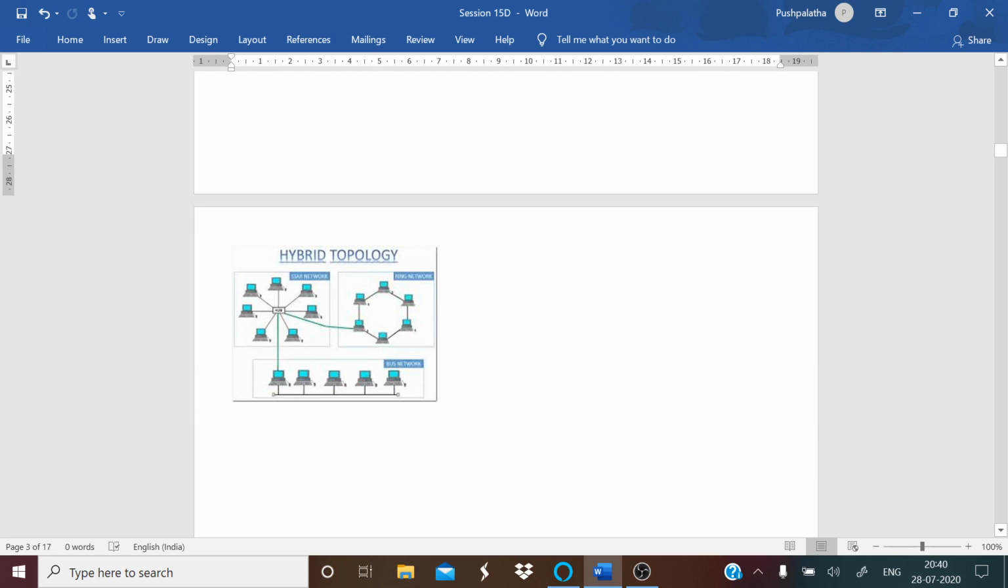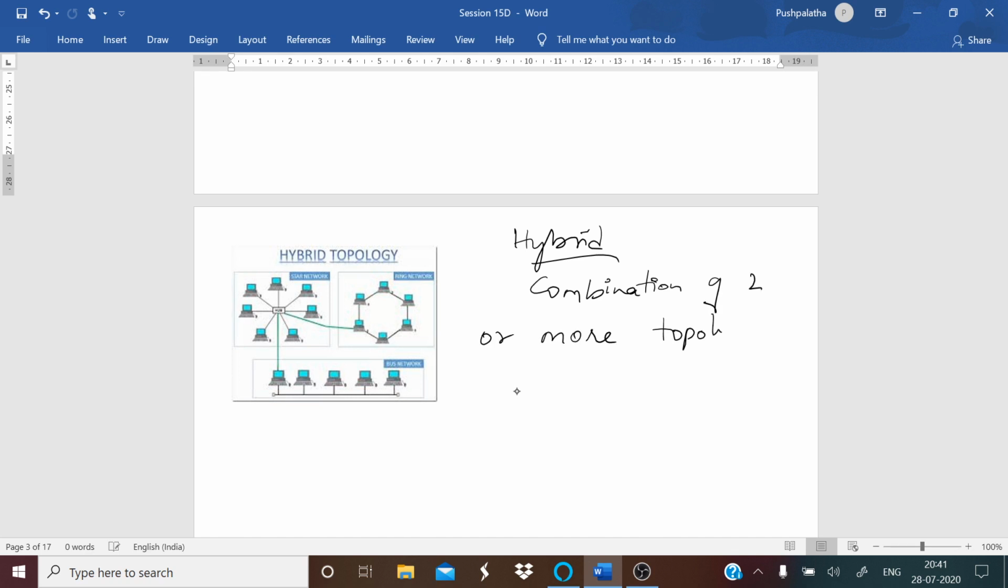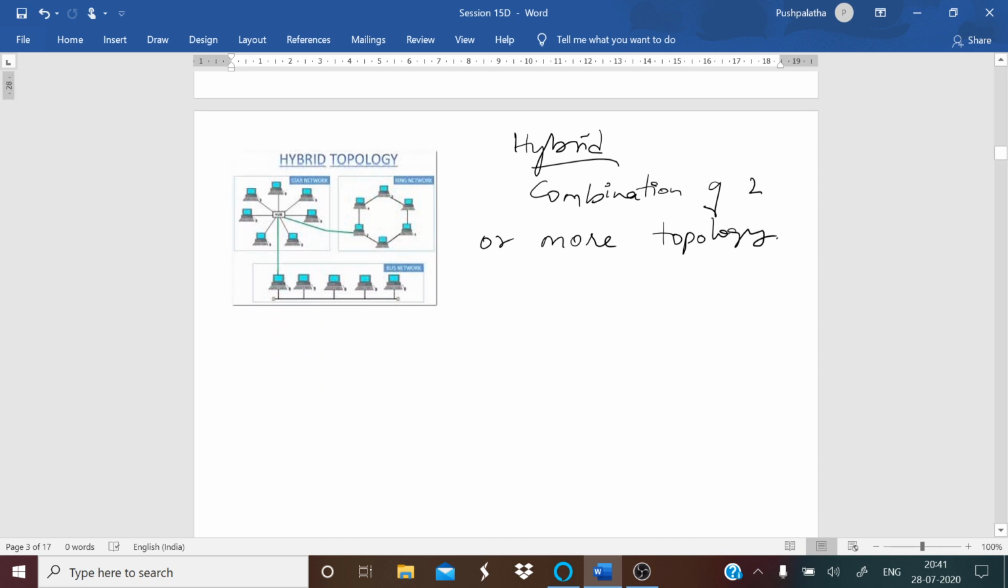Okay, so the next topology that we have is the hybrid topology. So what do you mean by a hybrid? Hybrid is nothing but a combination of two or more topologies, known as a hybrid topology. A combination of star and mesh, whatever, it is a hybrid topology. We have already gone through the mesh, star, ring, bus, everything, so we are not going to go through them again. It's a mixture of two or more topologies.